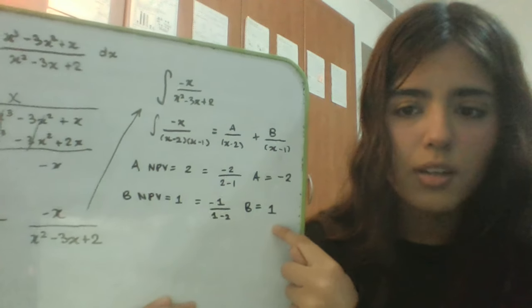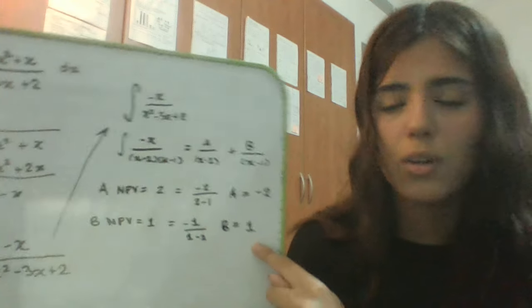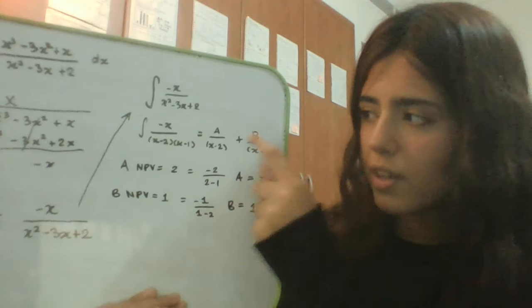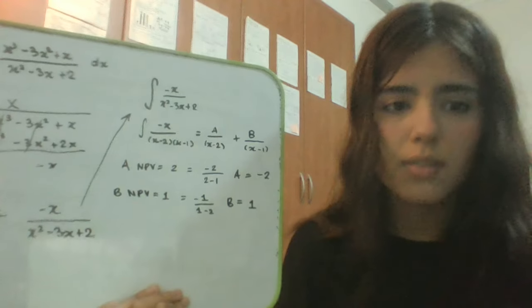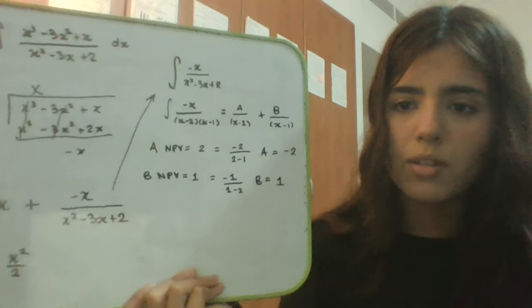Okay, up until this part, I hope this made sense. If it didn't, then pause the video and rewatch. But the next part is really easy. What we're going to do is just substitute these values for a and b, and then integrate the final term. This is the final integration, and we'll have our answer after this. So I'm going to write it out.